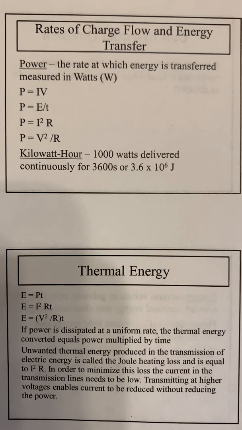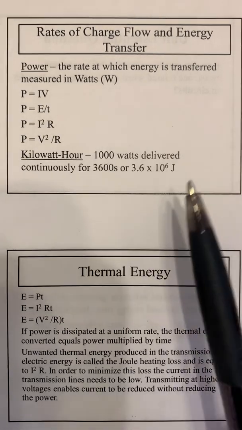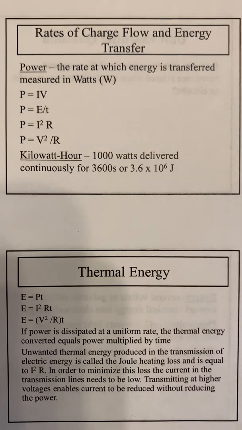Okay, rates of change. Here are those formulas. And there's a couple on here that I didn't have in the very beginning. P is equal to IV, P is equal to E over T, P is equal to I squared R, P is equal to V squared over R. A kilowatt hour is 1,000 watts delivered continuously for 3,600 seconds, which is an hour. So a kilowatt hour has 3.6 times 10 to the 6, 3.6 million joules.